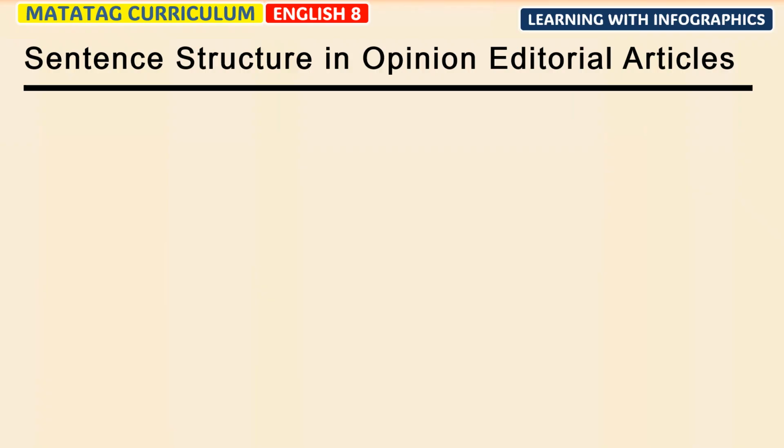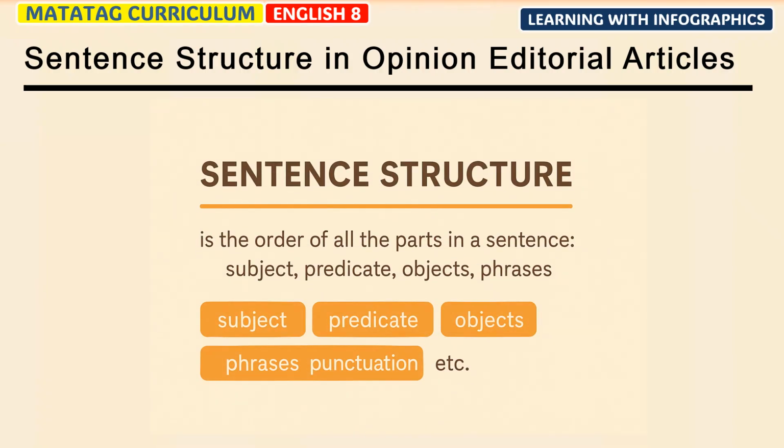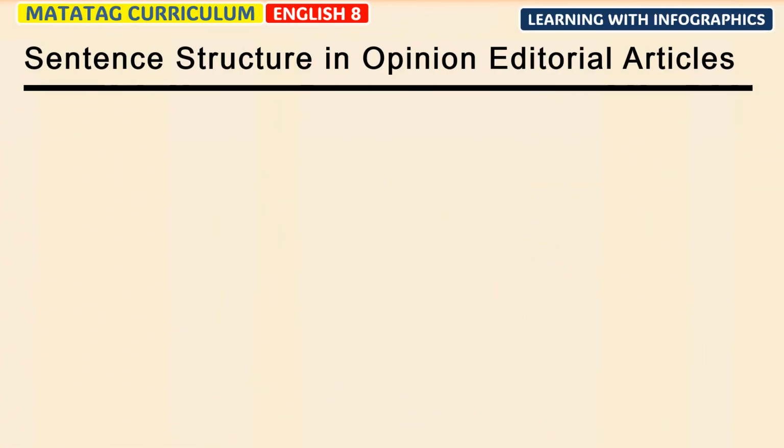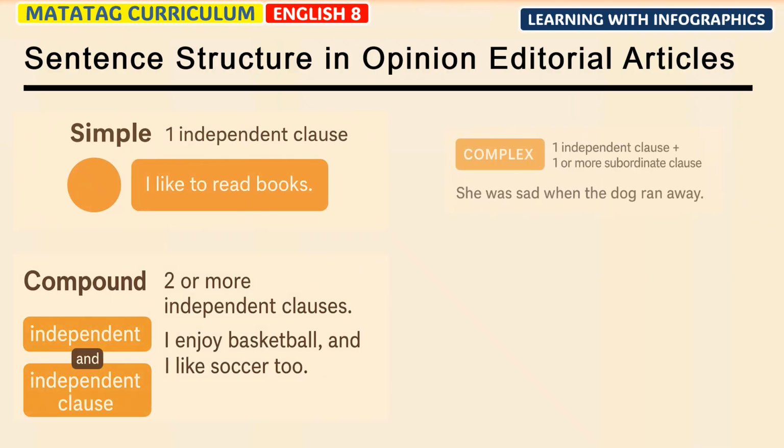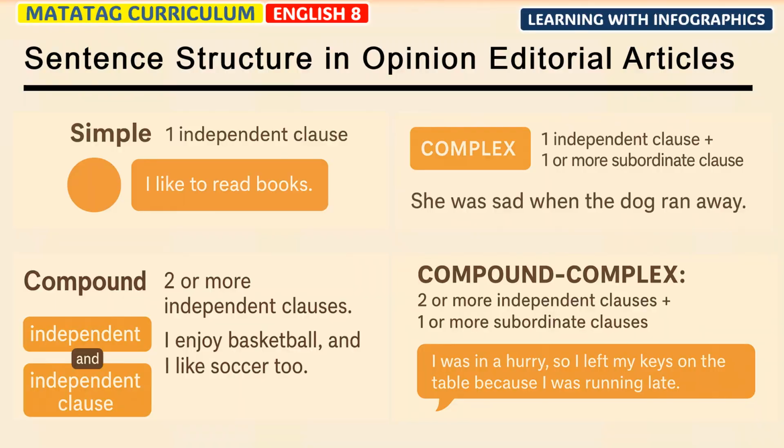Let us recall the different sentence structures. Sentence structure is the order of all the parts in a sentence: subject, predicate, objects, phrases, punctuation, etc. There are 4 types of sentence structure, which are simple sentence, compound sentence, complex sentence, and compound complex sentence.